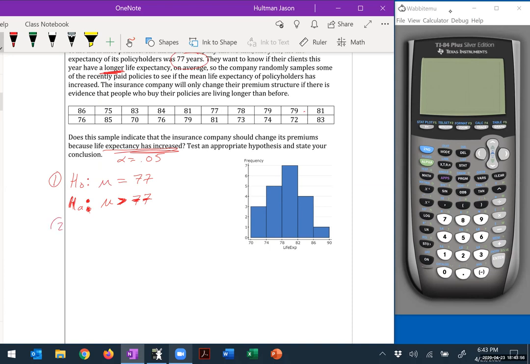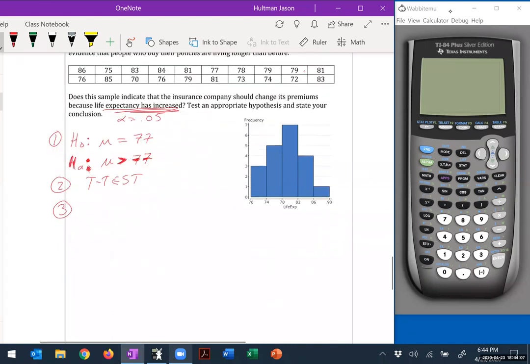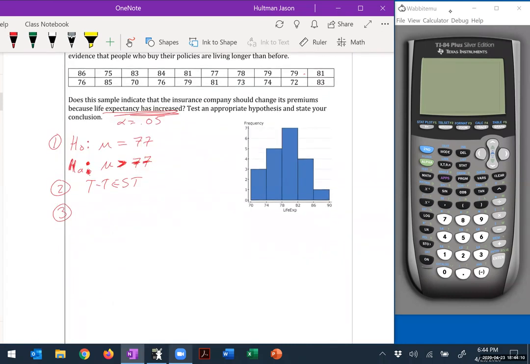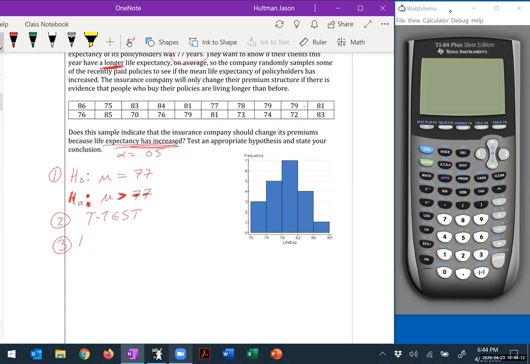Okay, number 2, what are we going to use? We're going to do a t-test. That's the test that we're going to run. Number 3, we're going to assume that it's a large population, and we're going to assume that it's a random sample. And n here is. I have a quick question.